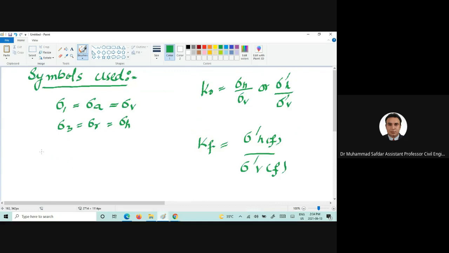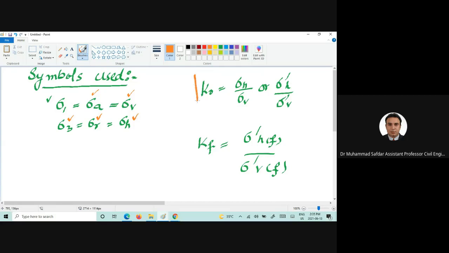There are a few symbols which we need to refresh our minds. If you remember, we can denote sigma 1 as sigma A or sigma vertical as well. There are different symbols which are used in different books, so you don't need to confuse them with others. So sigma 3 will be represented as sigma R or sigma H.